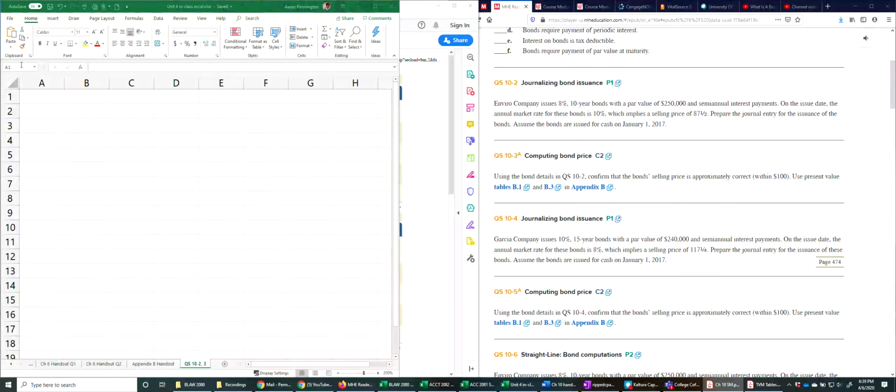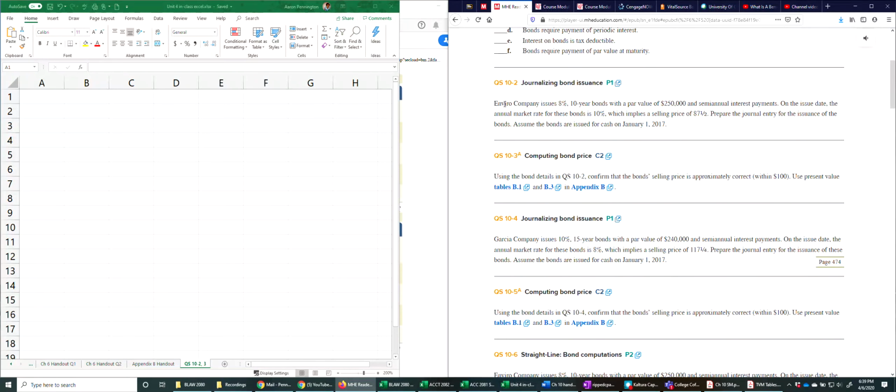It gives us, so it's right here. Enviro Company issues 8% 10-year bonds with a par value of $250,000 and semi-annual interest payments. On the issue date, the annual market rate for these bonds is 10%, which implies a selling price of 87.5. Prepare the journal entry to record issuance of the bonds. Assume the bonds are issued for cash on January 1st, 2017.